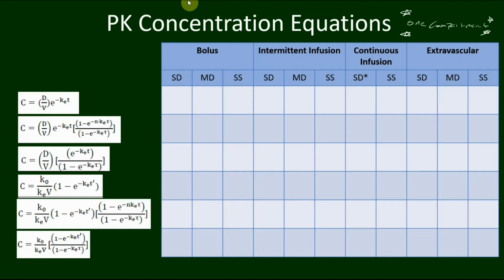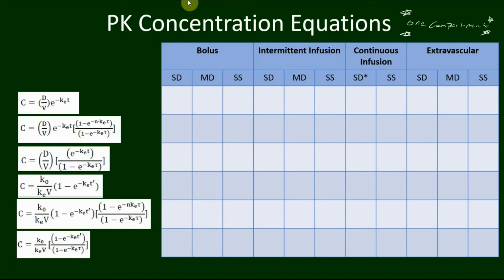So what I have here is a table set up on different dosing scenarios: a bolus, intermittent infusion, continuous infusion, extravascular, usually oral is what we think of there. And then for each different dosing situation, we have a single dose, a multiple dose, and a steady state dose, with the caveat that the single dose for a continuous infusion really refers to a continuous infusion that was stopped before it reached steady state.